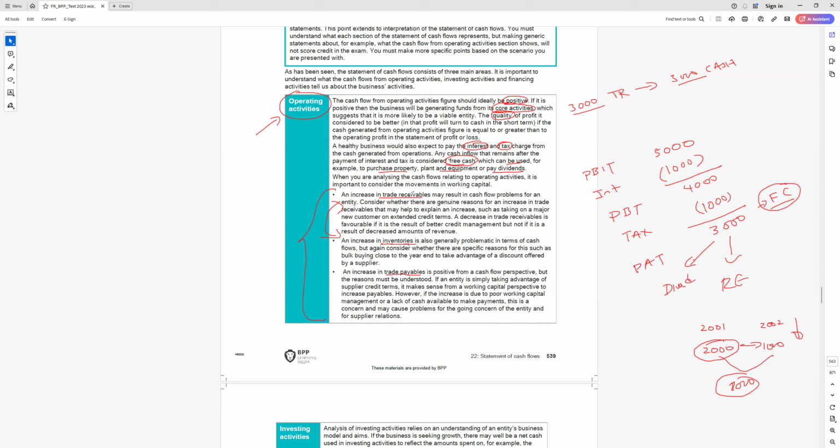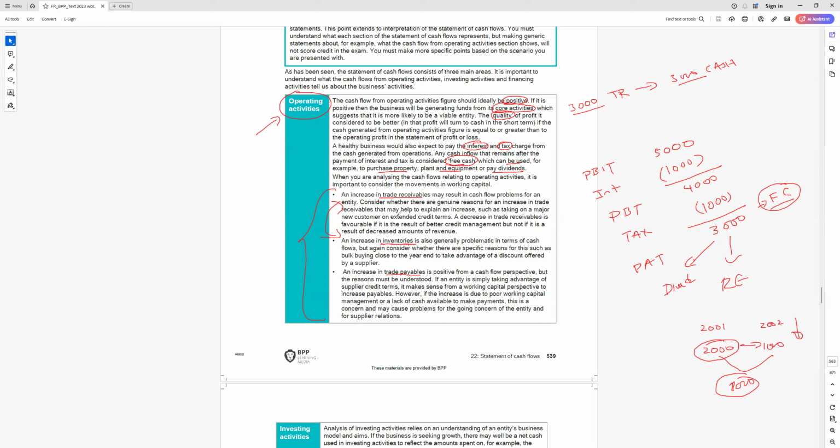So if you're looking at the trade receivables, it says an increase in trade receivables may result in a cash flow problem. If it is increased, it could create a cash flow problem. So if it decreases, good; if it increases, cash flow problem because customers are taking more time. Consider whether there are genuine reasons for the increase in trade receivables that may help to explain an increase, such as taking on a major new customer on extended credit terms.